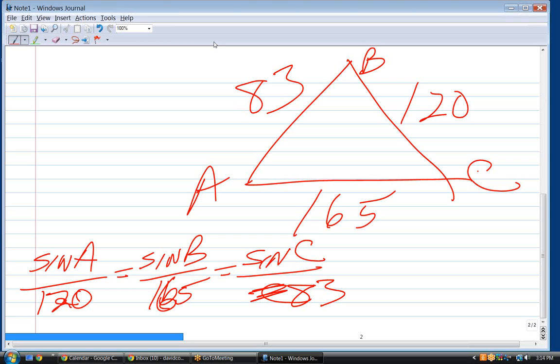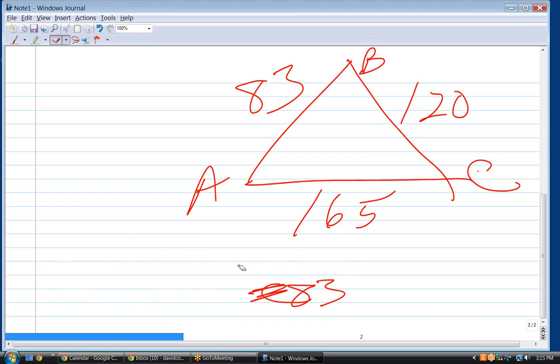And the law of sines doesn't help us here because we don't know any angle. In order to use the law of sines, you have to have an angle opposite side relationship. There are two situations where you have to use the law of cosines instead of the law of sines. This is one of them, where we don't have an angle and its opposite side relationship.